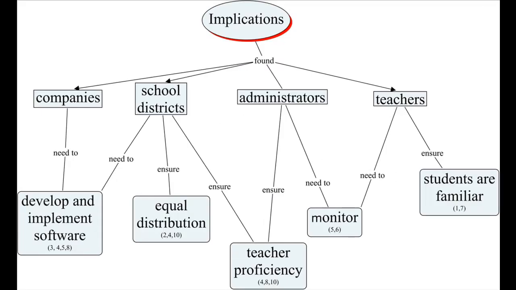Implications included that software developers need to introduce software that enhances and follows the outcomes of the curriculum. Second, school districts need to look at equal distribution of technology among schools. Third, school administrators and teachers need to monitor the use of technology. Fourth, teachers have to ensure that students become familiar and are comfortable using the technology. Finally, all stakeholders need to ensure that teacher proficiency in the use of technology is a priority. Professional development and support for teachers is a must.